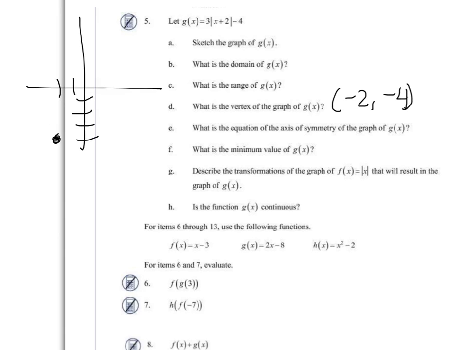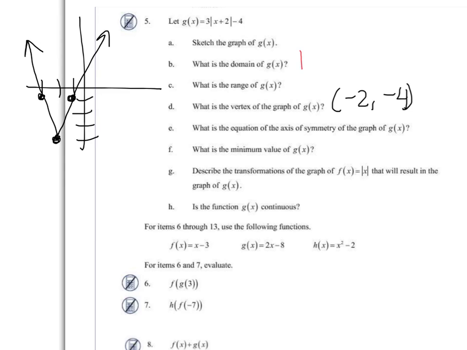1, 2, 3, and over 1. But it's symmetrical, so I also have to go to the left one, and when I connect my points, we get our absolute value graph. So now I can use this graph to help me answer the rest of these questions.